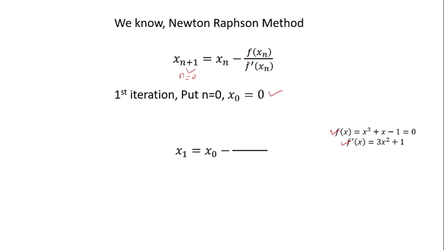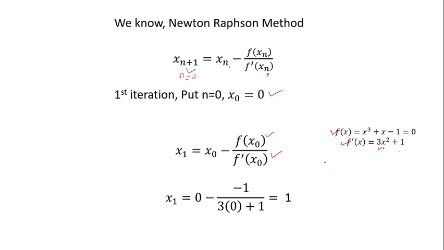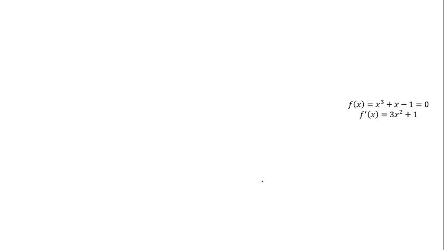So x1 becomes x0 minus f(x0) divided by f'(x0), because we are putting n as 0. Now substitute the values of f(x0) and f'(x0). So what do we get? Therefore x1 is equal to 0 minus f(x0), which is minus 1, because we already got the value earlier, divided by f'(x), which is 3 into 0 plus 1, that is 1. So minus of minus 1 becomes plus 1, so it is 1. So we got x1 as 1.